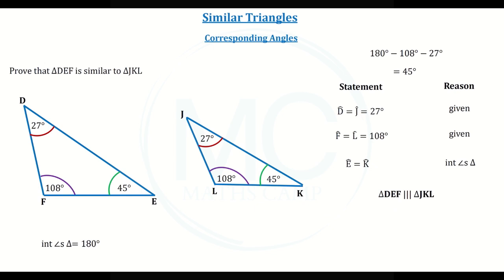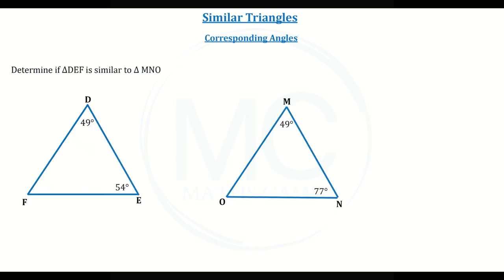And as our reason, we say A, let's put this into a bracket, for three corresponding angles. Let's do another example. Determine if triangle DEF is similar to triangle MNO.